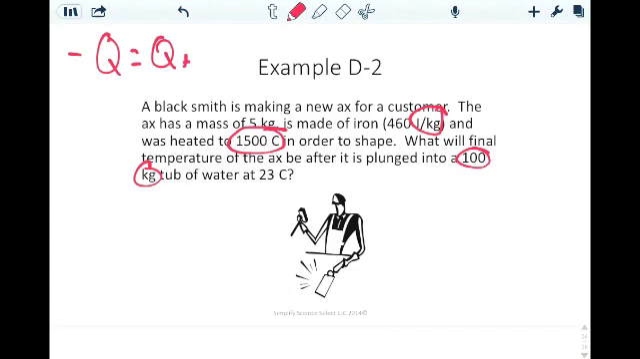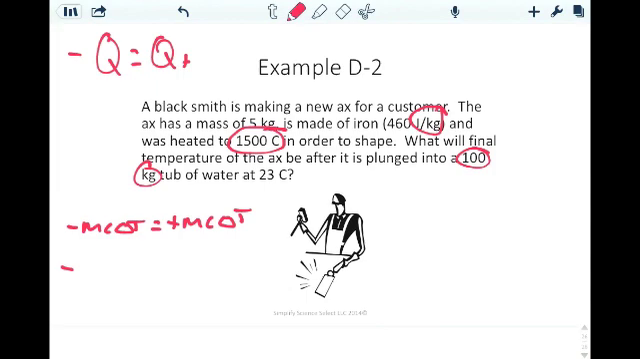So to work this one out, we have to set it up where our negative mc delta T equals positive mc delta T. And so on this, we want to know what will the final temperature of the axe be when it's plunged in. Temperature final will be the same. So it's just like our other equation. So negative our mass, what's going to be losing the heat? Well, what's going to be losing the heat is going to be the iron.